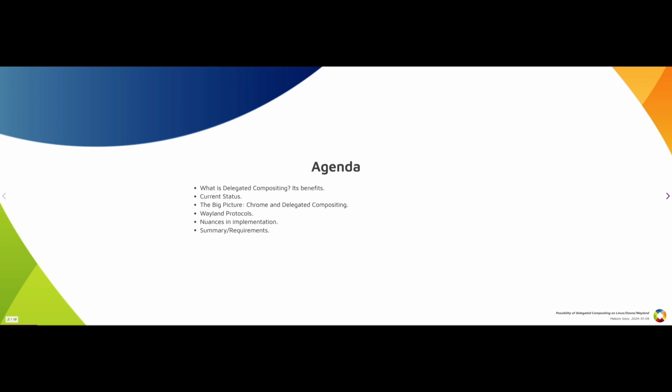Thus, the agenda for this talk is the following. What is delegated compositing? What are the benefits? Then I will cover the current status of the feature, the missing bits, and the big picture of how that is integrated within Chrome. We'll also talk about the Wayland protocols needed and cover which ones are missing from the major Wayland compositors such as Weston, Mutter, and others. I also thought it would be nice to cover nuances the current implementation has due to some limitations coming from the Chrome OS Wayland compositor, and then the talk ends with a summary.